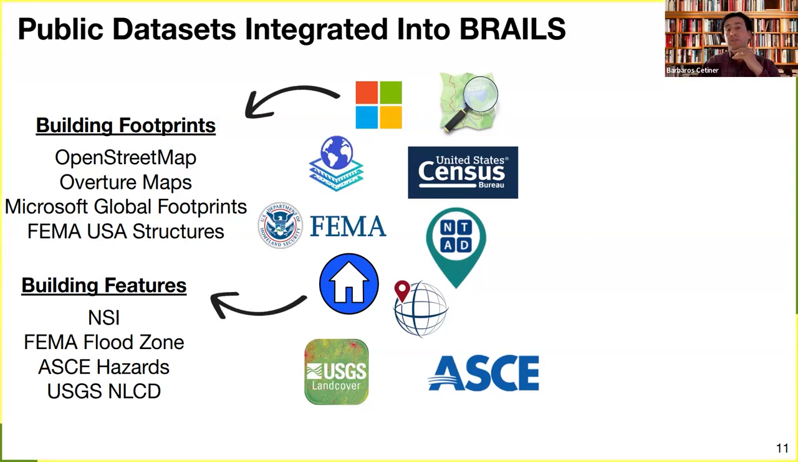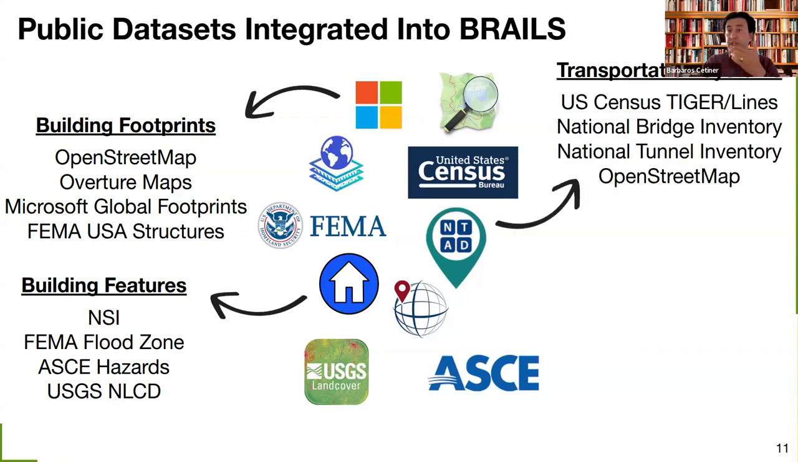We're able to get other building features, for instance, National Structure Inventory. We're able to pull that in and merge it with some of the other data sources. If you're familiar with National Structure Inventory, it consists of point data. We have automated methods in Brails that merge that data into footprints, for instance. We're able to get flood information for buildings. We're able to get wind zones, expected wind speeds, design wind speeds from ASCE APIs. We're able to get land cover data as well for buildings.